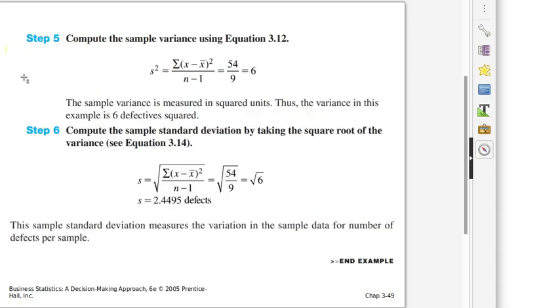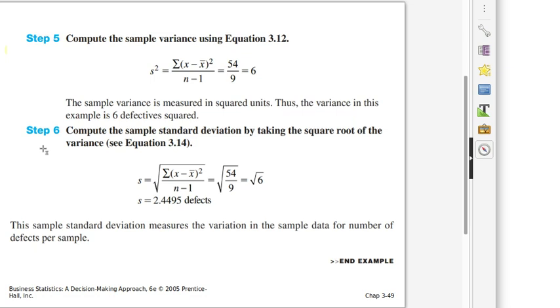Now, step 5. Compute the sample variance using equation 3.12, which is this one. 54 divided by 9 equals 6. The sample variance is measured in squared units. Thus, the variance in this example is 6 defectives squared.